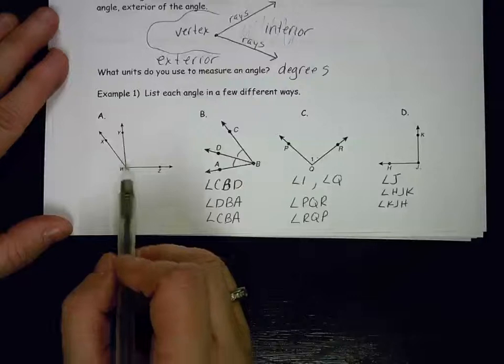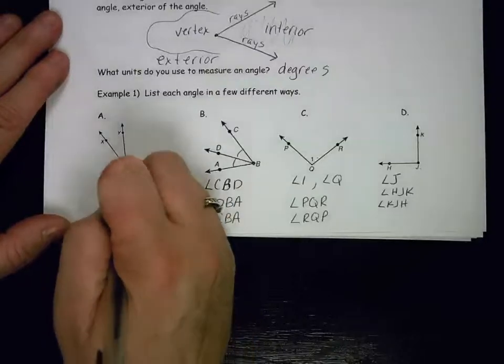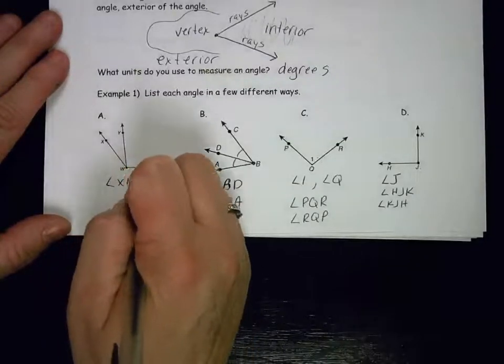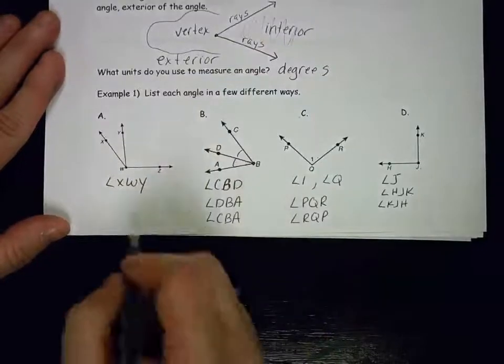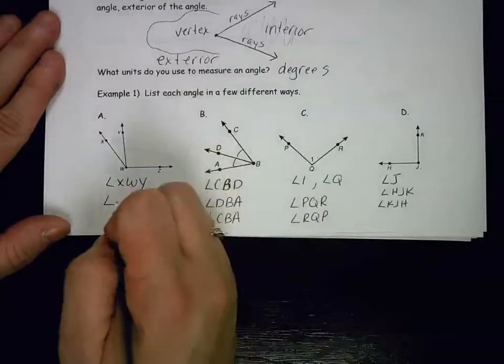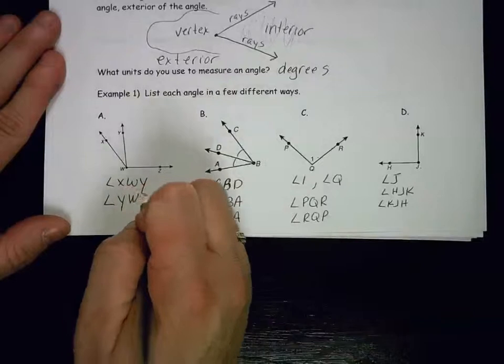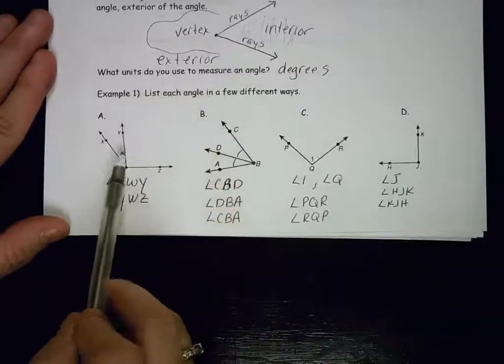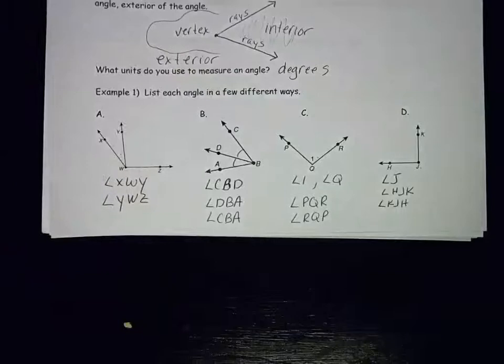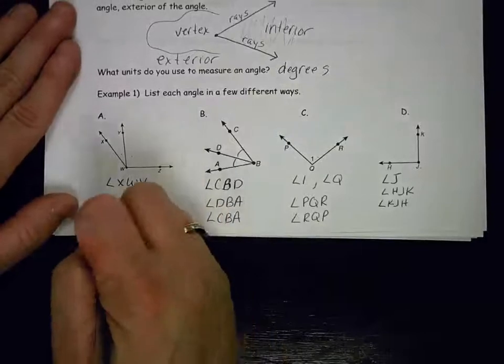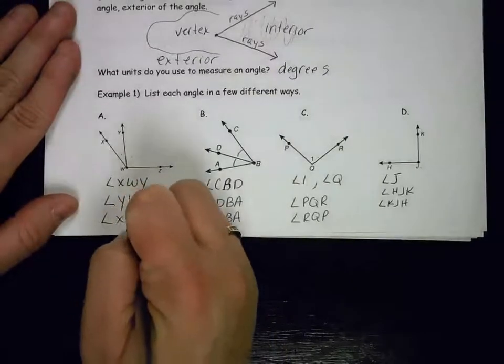Over here we have three angles. You can call this angle XWY. You could call it angle YWZ. So that's the first angle and the second angle. And then the third angle is the whole big thing, and that will be angle XWZ.